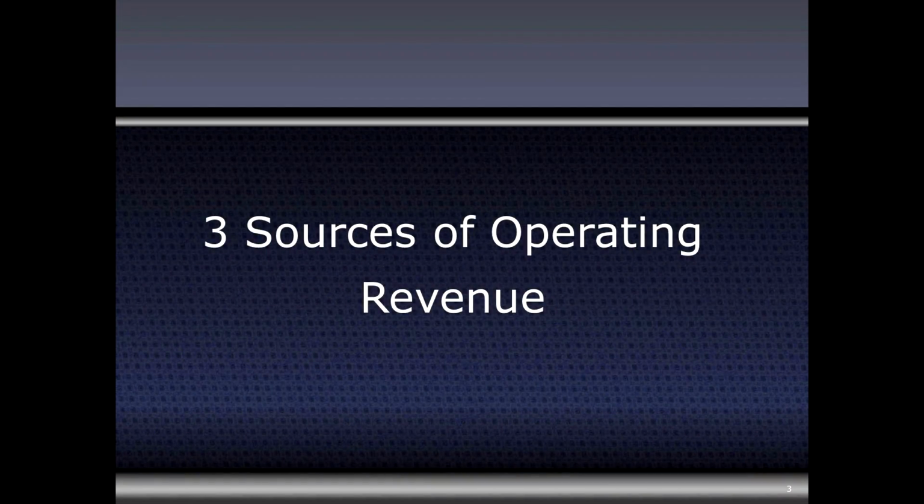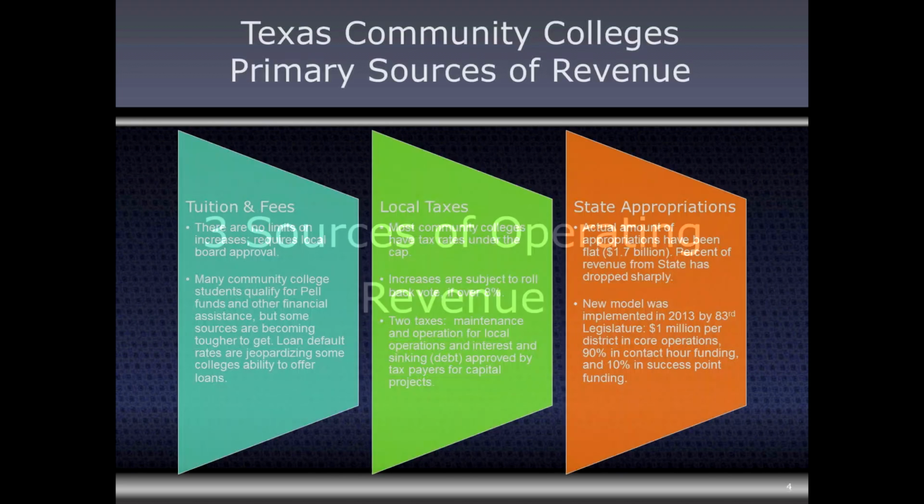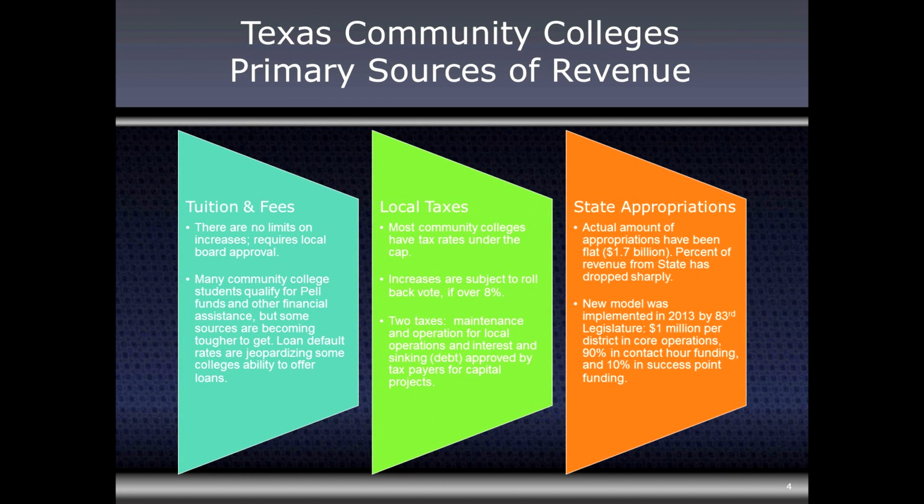Basically, we have three sources of operating revenue. Tuition and fees, and there are no limits on increases. This requires your board to approve your tuition and fees. But as you heard earlier, it's a real issue for our students that we need to provide access at the lowest cost to our students. And we have Pell funds that do help out with that, but as you also know, you heard Brenda say, there have been a lot of changes in eligibility, so you're going to hear us talk just a little bit more about that.